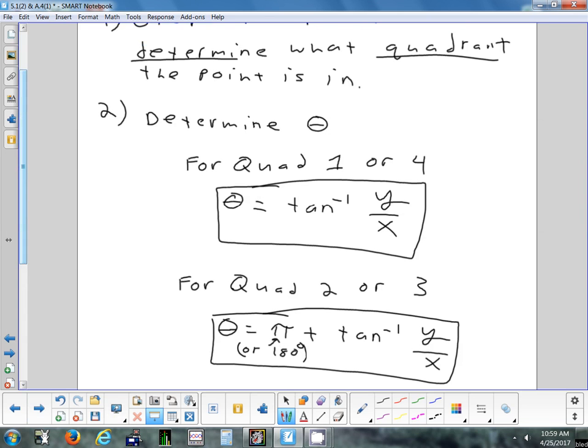So with these two formulas, we've got it covered if we're in quadrants 1, 2, 3, or 4. Where else could we be? Being in quadrants 1, 2, 3, and 4 doesn't cover everything. What do you mean, in the middle?